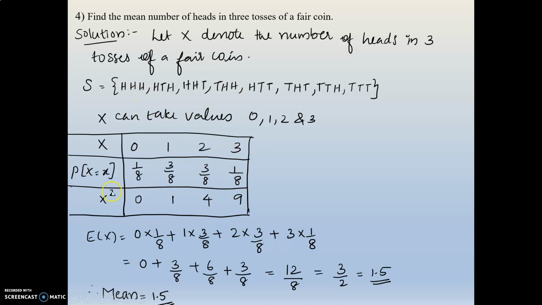Now x square value you have to find out for expectation of x square. Expectation of x, you can multiply: 0 plus 3 upon 8 plus 6 upon 8 plus 3 upon 8. Solving, you will get 1.5. That is the mean value here, 1.5. Here they are asking only the mean value, so we don't want to write this one. If they are asking variance, then x square is compulsory. So this is not necessary for this question.